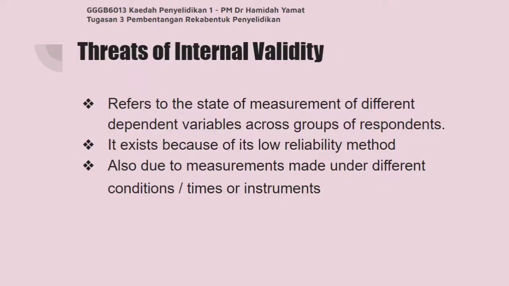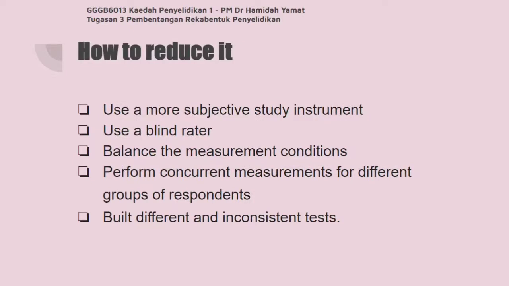So moving on, the threats to internal validity. One, the instability of measurement of different dependent variables across the group of respondents. It exists because of low reliability methods, and it also happens due to measurements made under different conditions, different times, or even using different instruments. How we can reduce it is we can use a more objective instrument, or we could use a blind rater. A blind rater is basically someone who is not involved in the research, so they would not have a biased opinion towards what's happening.